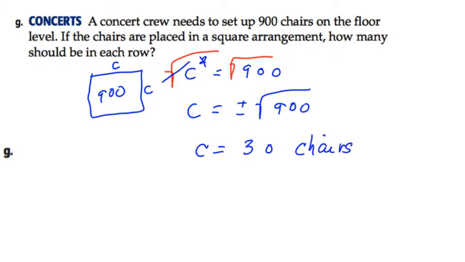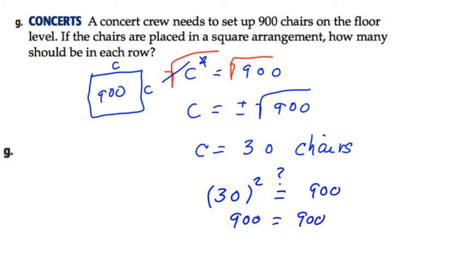If we worked backwards, you could always check your answer. If we take 30 squared, does that equal what we started out with, 900? When you square 30, yes, you get 900 equals 900, so it checks out.